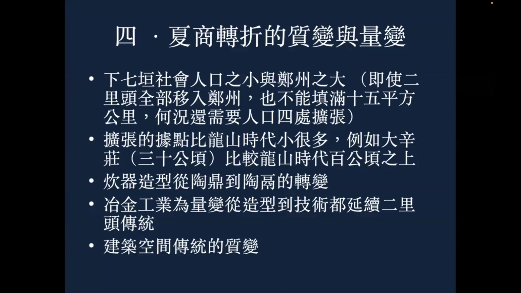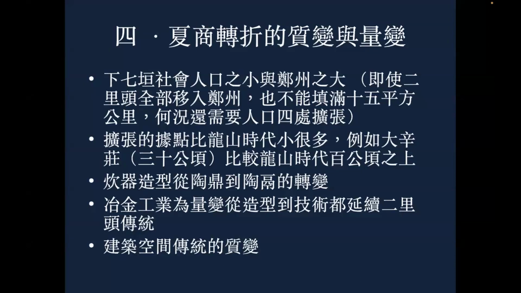And Erlitou is about 3-4 square kilometers. So if you move everybody from Erlitou into Zhengzhou, that's not enough. And also Zhengzhou is preoccupied with expansions, so it has to have population going in different directions. So this is something I don't understand.